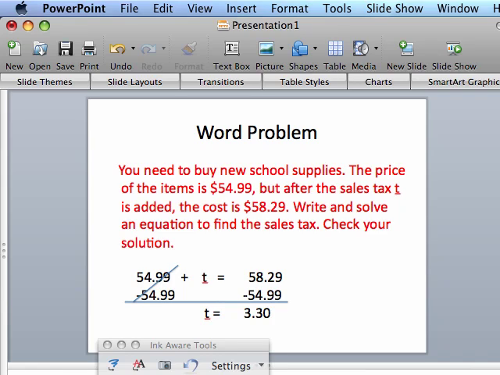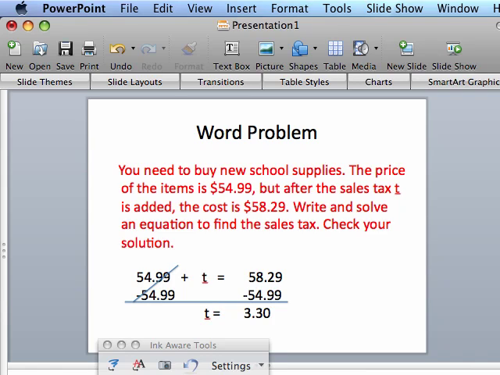So here we set up our equation. Again, an equation consists of an operation: addition, subtraction, multiplication, and/or division. Here in this case, because in the problem the sales tax is added, we will use the adding operation. We start with $54.99. We add it to our sales tax, which is T in this case, and that total equals $58.29. So here's our equation.